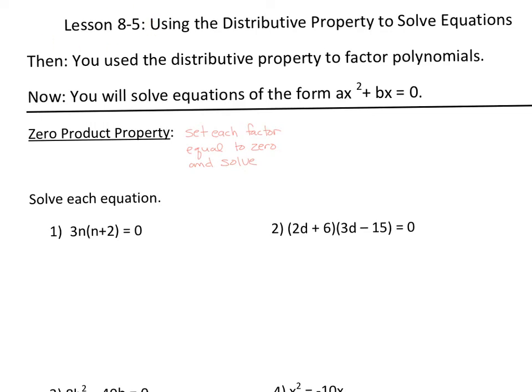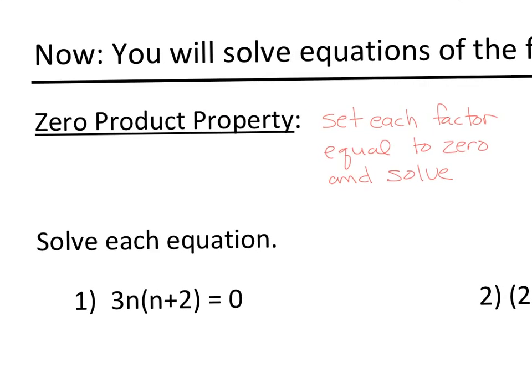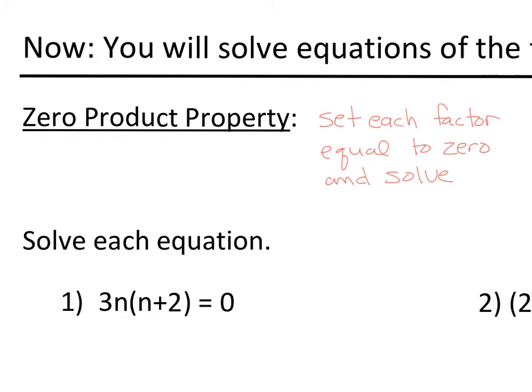We're going to be looking at lesson 8.5, which is dealing with what we call the zero product property. What we're going to be looking at now is how we take factors and actually solve them in an equation form. Zooming in on the first one, the zero product property is where we set each factor equal to 0, and then we solve the equations.